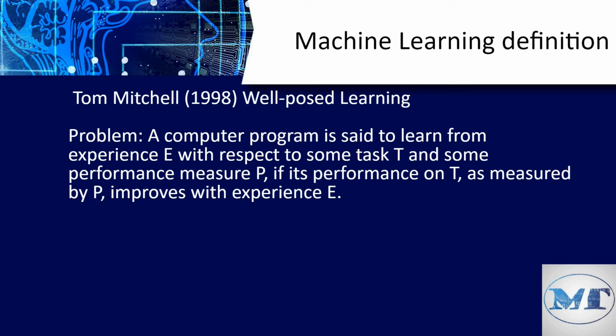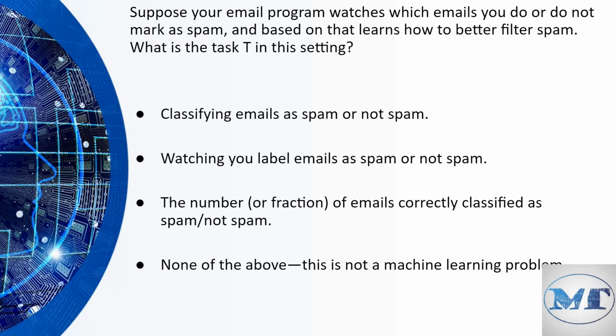Let's say your email program watches which emails you do or do not mark as spam. So in an email program like this, you might click the spam button to report some emails as spam but not other emails, and based on which emails you mark as spam, your email program learns better how to filter spam email. So what is the task T in this setting? Take a minute and guess this.